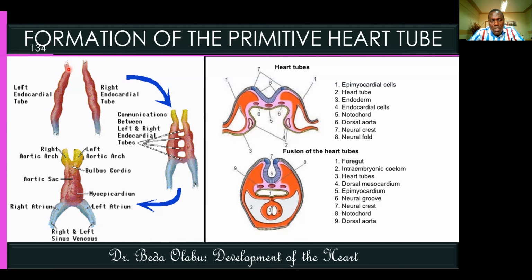Let's take this to be the endocardial tubes, right and left. As the embryo folds in the transverse manner, as we can see here, the two endocardial tubes fuse to form the primitive heart tube, which you now see here.